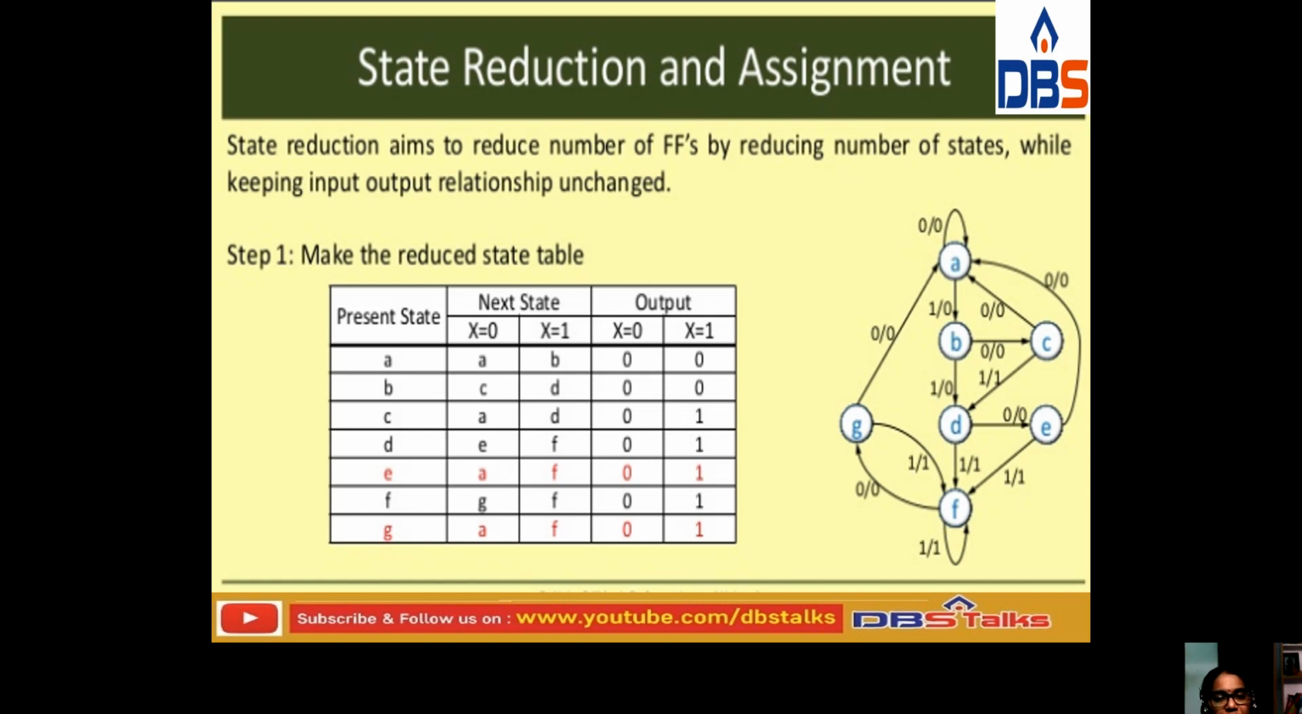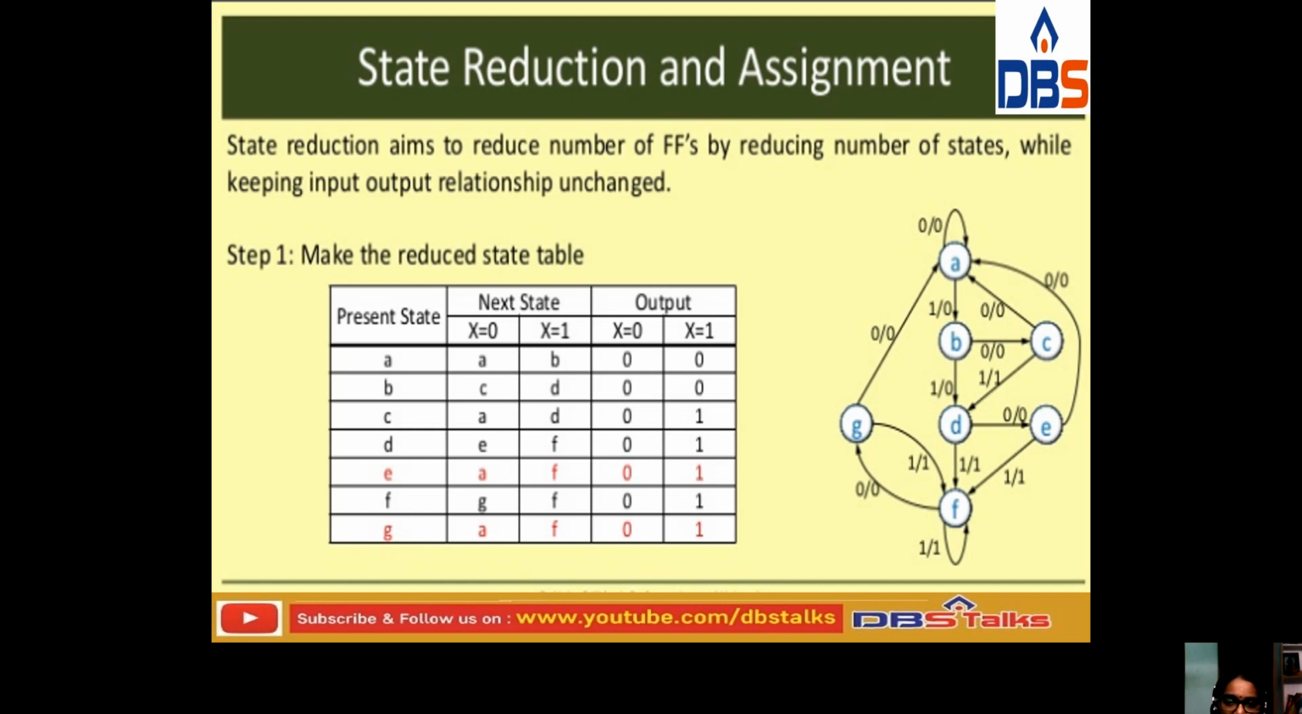In the present state E, the next states are A and F. In the present state F, they are G and F. In the present state G, it is A comma F. So by simply observing all these things, we can come to an idea that A, B, C, D, E, F, G, that is 7 possible combinations, 1 2 3 4 5 6 7, that we are going to draw.